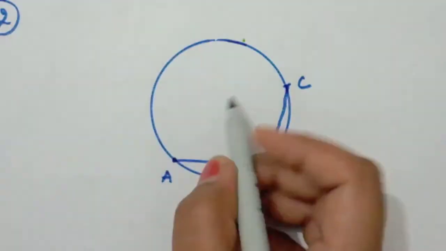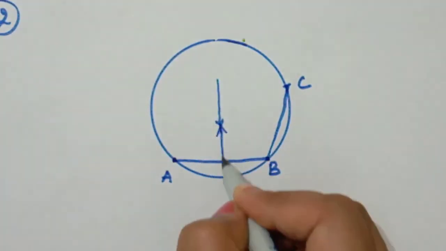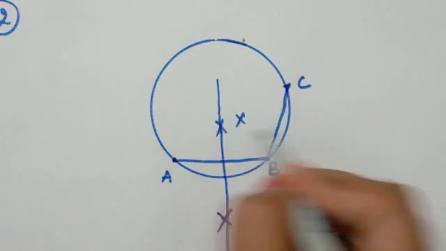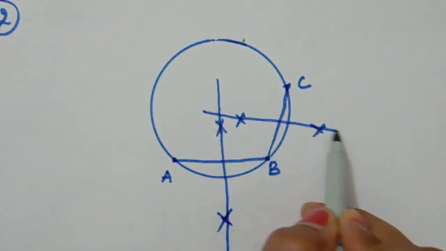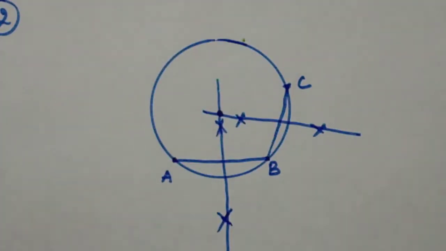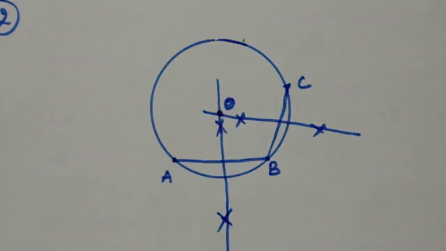So when we have a chord AB, we will draw a perpendicular bisector like this. When we have a chord BC, we will draw a perpendicular bisector like this. Where both the perpendicular bisectors meet each other, we call it the center of the circle. This is the center of the circle.